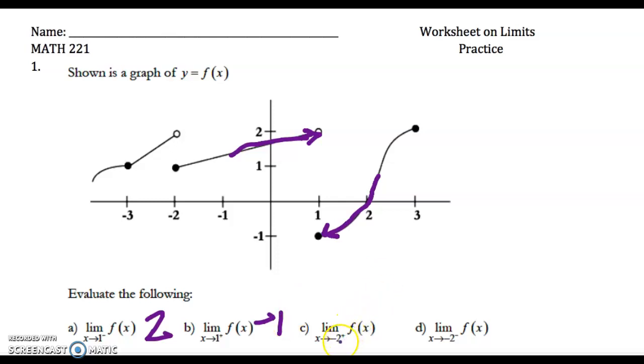Next, it asks me what is the limit as x approaches -2 from the positive side. So let's erase what we have here and look at the next thing. I'm sorry, -2 from the positive side. So we're approaching x equals -2 from the positive side. My targeting value here is 1.